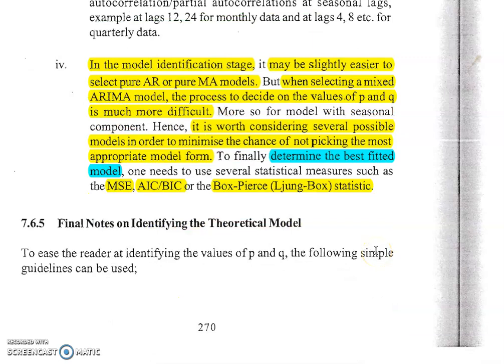In the model identification stage, it might be slightly easier to select pure AR and pure MA models. But when selecting a mixed ARIMA model, the process to decide on the values of P and Q is much more difficult. It is worth considering several possible models in order to minimize the chance of not picking the most appropriate model form. To finally determine the best fitted model, we can use several statistical measures such as MSE, AIC or BIC, or we can also use the Box-Pierce or Ljung-Box statistic.